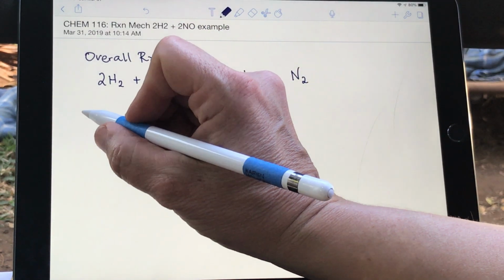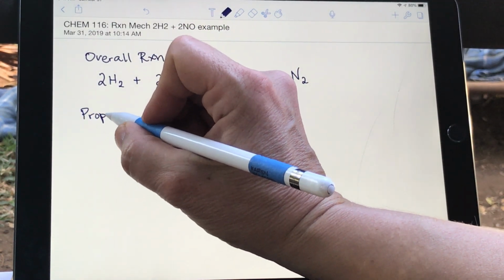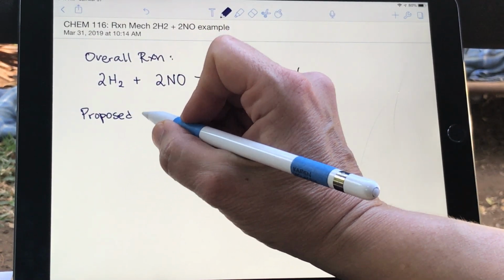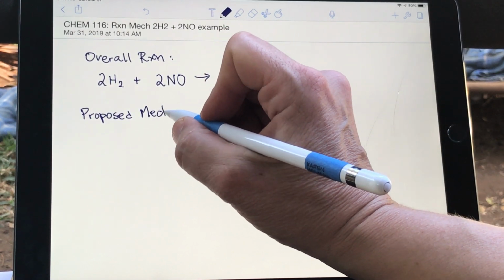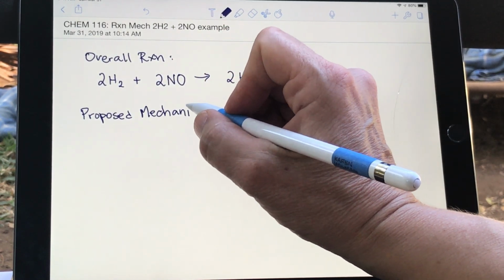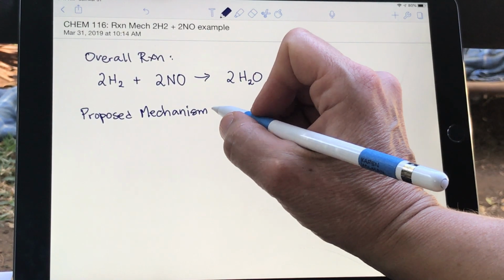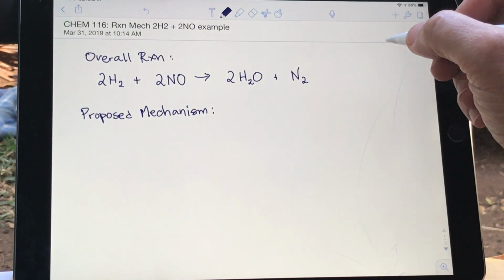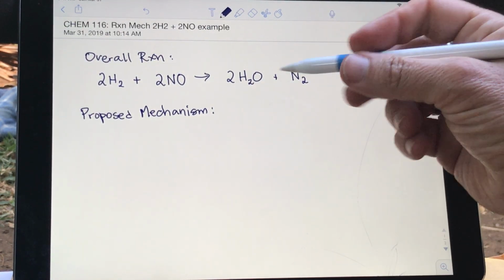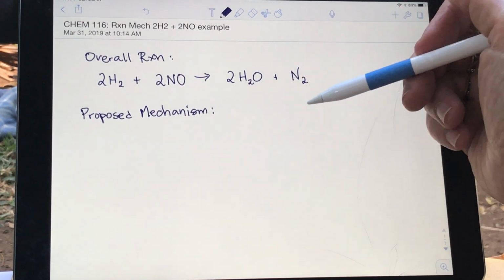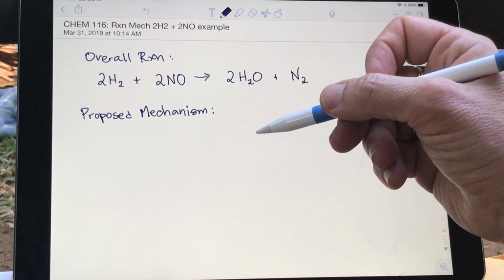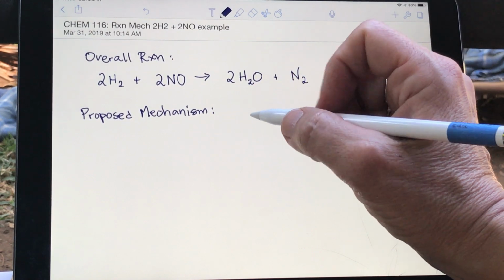All right, so here is a proposed mechanism. This was, of course, proposed by many of the experimentalists who studied these, and they determined the overall rate law, and then they proposed a mechanism that is consistent with the rate law that they figured out. So here's our proposed mechanism.